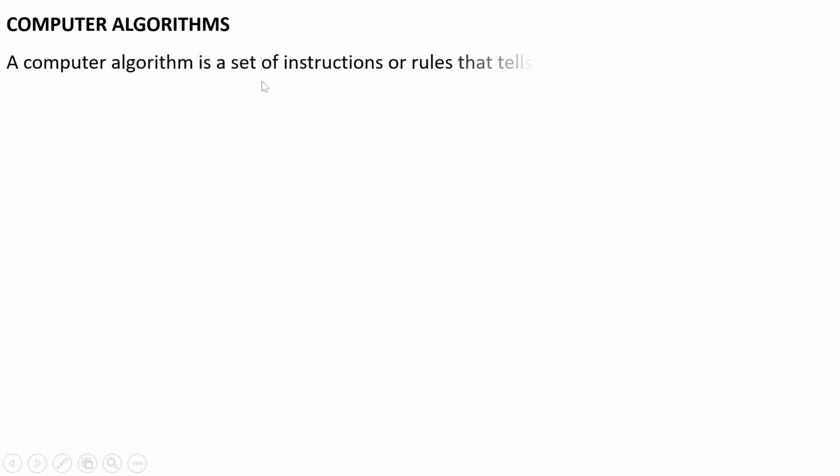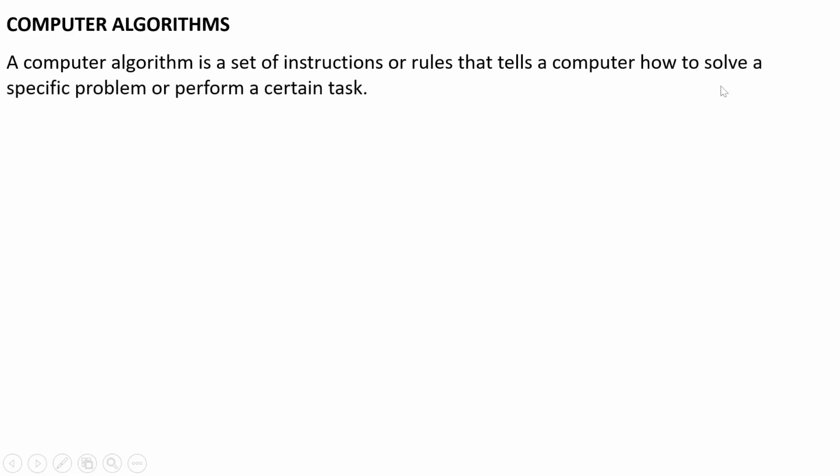The first part that we have done was just to introduce you to some of the concepts on computers, which will help you to understand what we are studying now. So we are starting with computer algorithms. What is a computer algorithm? We are saying a computer algorithm is a set of instructions or rules that tells a computer how to solve a specific problem or perform a certain task.